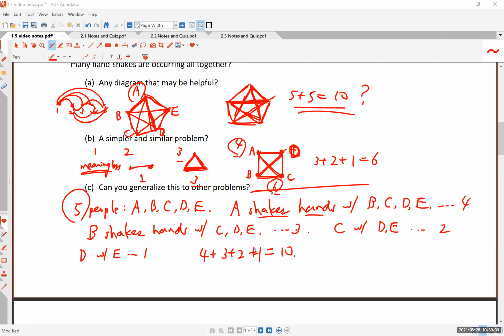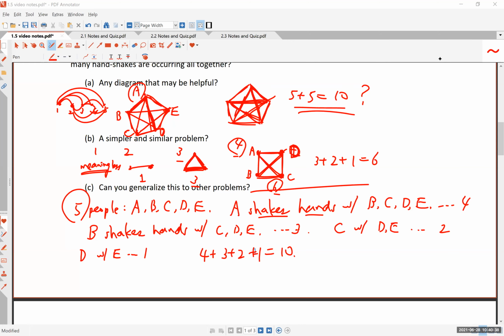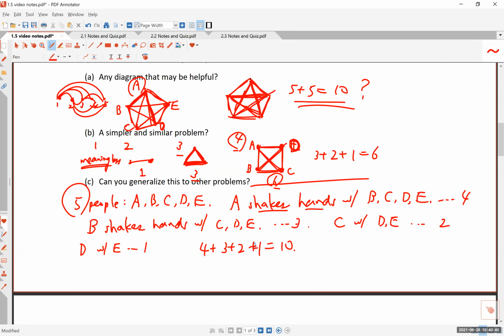So it looks like this is the good way to answer these questions. Hopefully you are seeing the pattern and you understand how you get the answers. So in general, if you have, let's say, 6 people, then the answer should be 5 plus 4 plus 3 plus 2 plus 1, right? Because if you have 6 people, you have what we call a hexagon, right? And you start connecting these things.